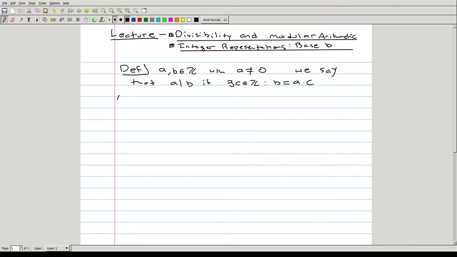Just an important notation point, just for our purposes, we can say that A with a straight line crossed through it, B, means that A does not divide B, or it's the negation of the statement A divides B, which means that for any integer C, B is not equal to A times C.